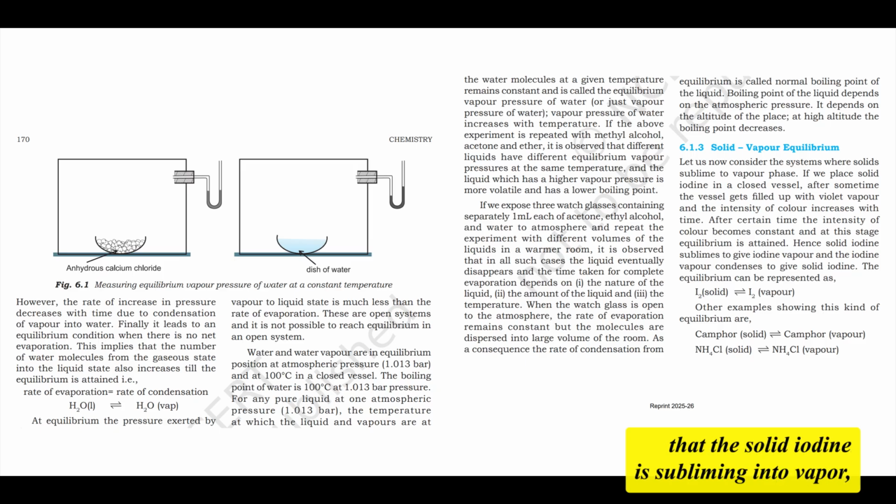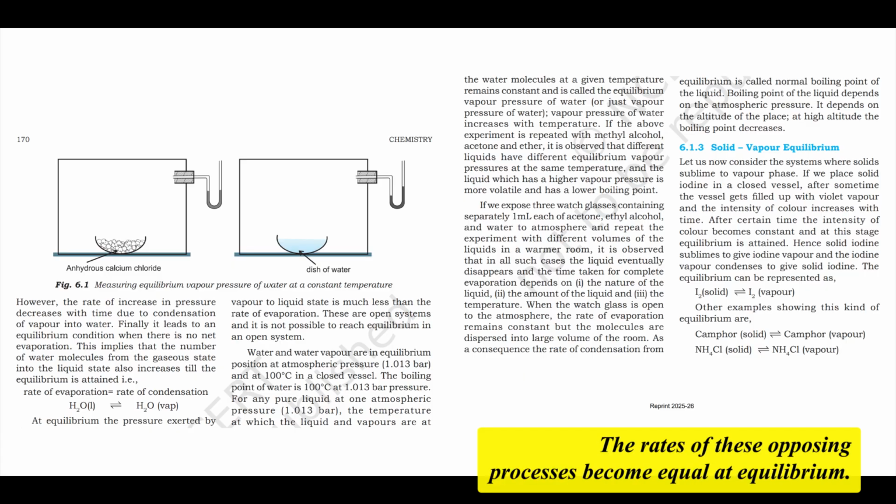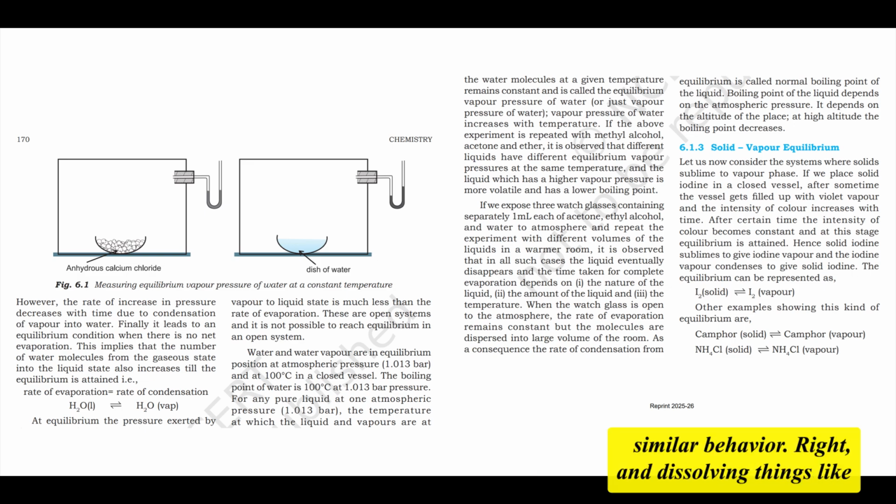This signifies that the solid iodine is subliming into vapor, and at the same rate, the iodine vapor is condensing or depositing back into the solid form. The rates of these opposing processes become equal at equilibrium. Camphor and ammonium chloride show similar behavior.